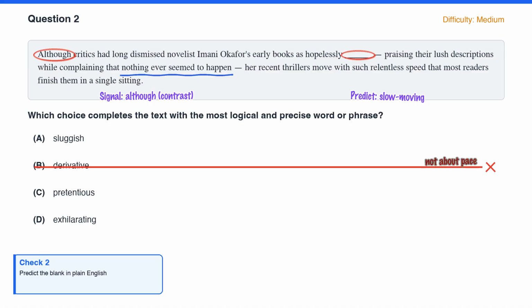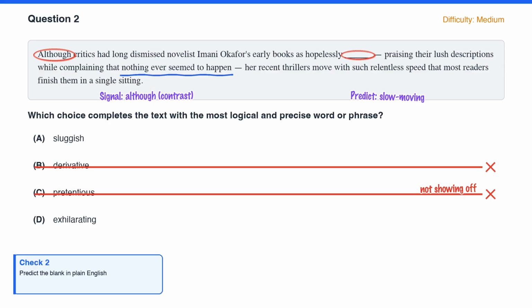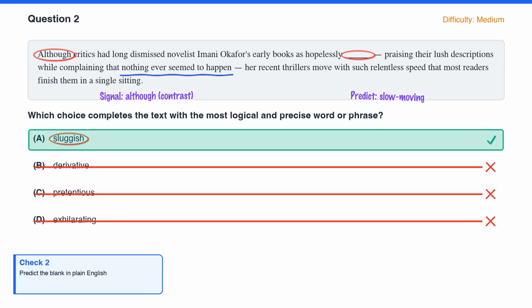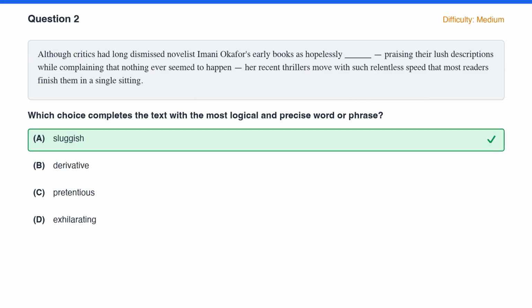Rule it out. C. Pretentious is another familiar insult for a novel, yet nothing in this sentence is about showing off. Off the board. D. Exhilarating describes the speedy new thrillers, and although demands the opposite, toss it. A. Sluggish is our prediction exactly. A. Stays. Sluggish wins because it matches the half of the sentence the blank actually lives in, the slow early books, not the fast new ones. Match the right half, and the trap loses its bite.